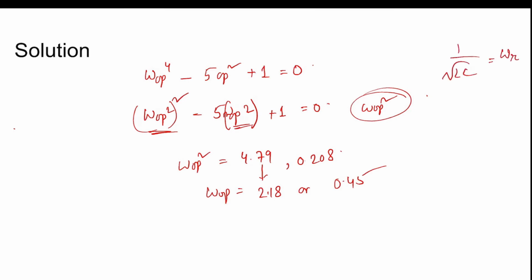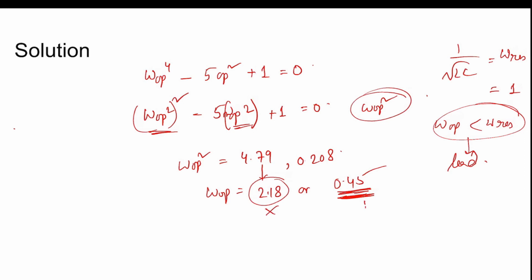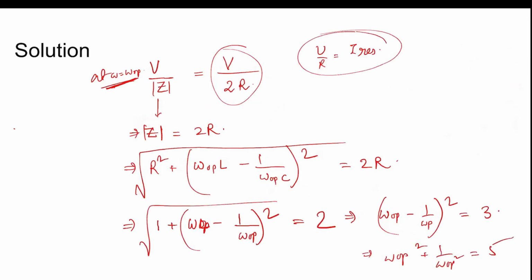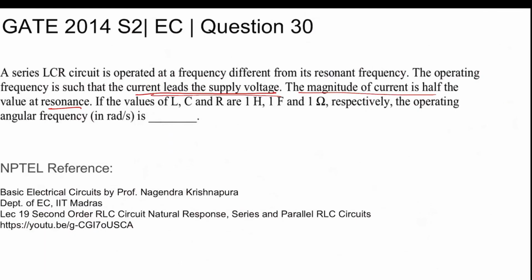Now 1 by root LC equals omega resonance, which equals 1. Given that omega operating is less than omega resonance, since the current is leading, 2.18 is not the operating frequency. So 0.45 radians per second is the operating frequency. So the angular frequency is 0.45 radians per second.